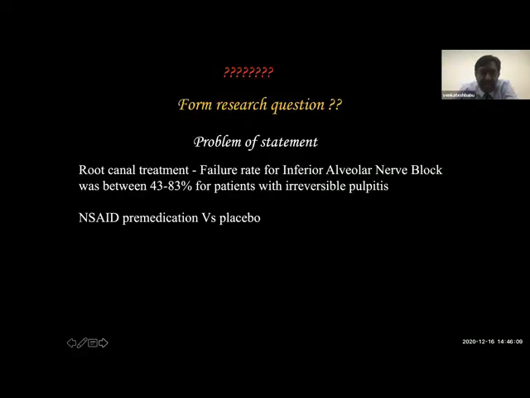If you see this next, this is my problem statement. For example, while performing root canal treatment, the failure of inferior alveolar nerve block is 43% to 83% for irreversible pulpitis cases. So I want to know whether NSAID or placebo is the best. Can anyone frame the research question for this? Now my comparison is NSAID with placebo. My problem statement is that I have failure in my anesthetic technique, especially in irreversible pulpitis cases. So how will my research question be? I want you to frame a research question by using the PICO framework.